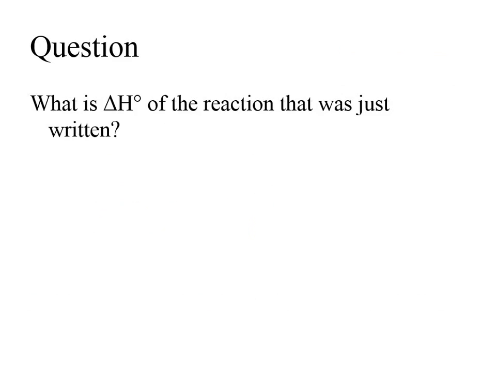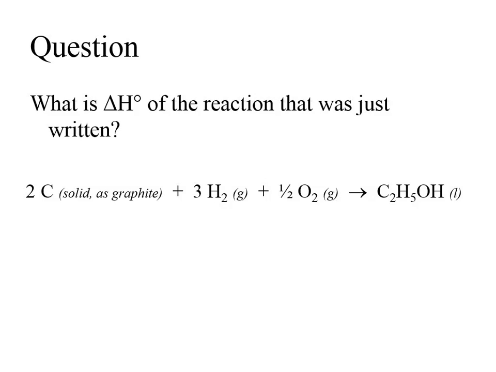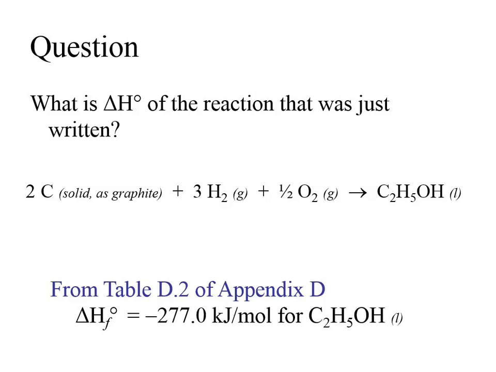So the delta H of the reaction. Now, here's the deal. Do you remember those tables that we looked at on Monday? You can find methanol or ethanol in one of those tables. So all you've got to do is look up C2H5OH. I have it appearing in D2 of Appendix D. Actually, I have the excerpt to show you. The delta H sub F naught means standard thermodynamic conditions, F means of formation, of C2H5OH is negative 277.0 kilojoules per mole.